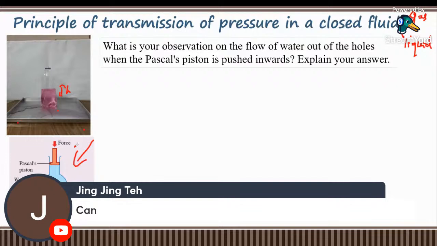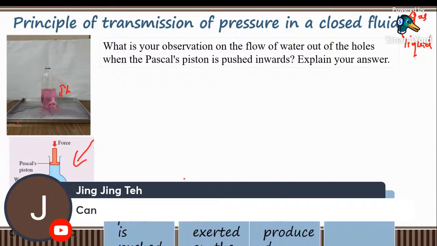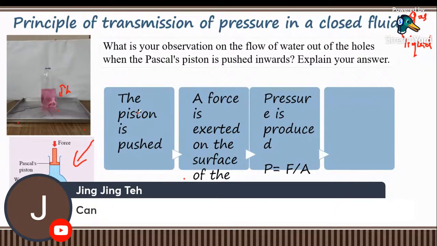Okay, so what is your observation on the flow of water out of the hole when the Pascal piston is pushed inward? Explain your answer. Okay, so what happened is the piston is pushed. The action of pushing, actually, you apply force on the surface of water. Apply force on the surface of water means produce pressure. Okay, so pressure acts at the surface of water.